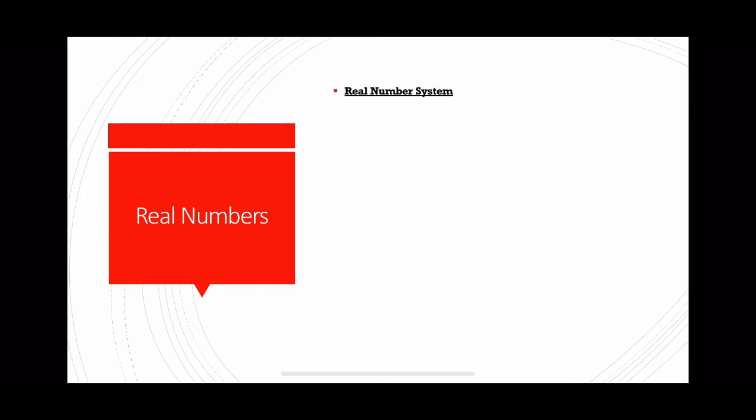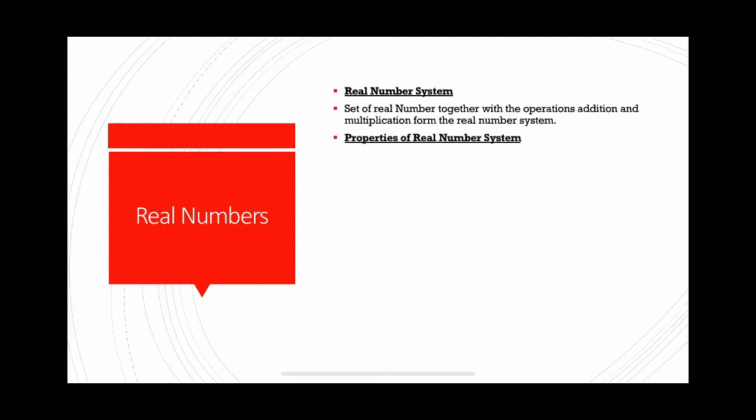Real number system. The set of real numbers together with the operations, addition and multiplication, form the real number system. The properties of the real number system. Number 1 is the closure property. For any real numbers a and b, the sum a plus b and the product ab are also real numbers.